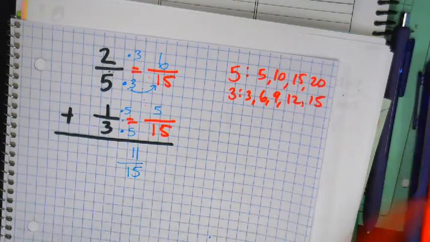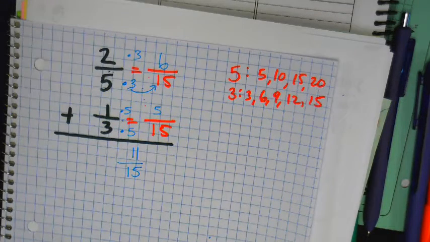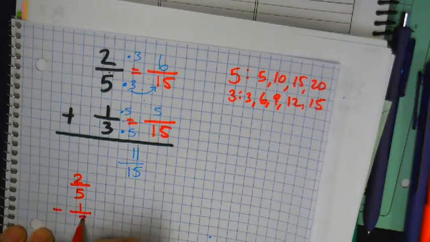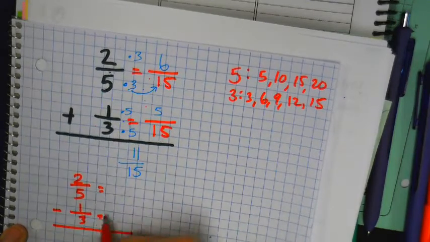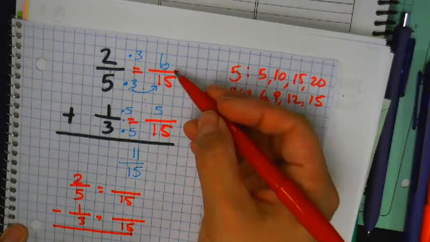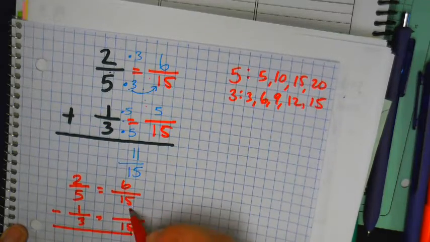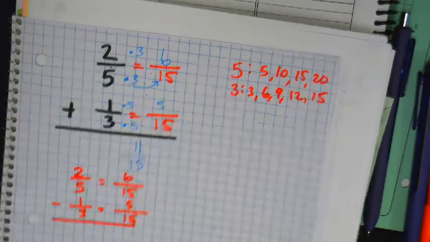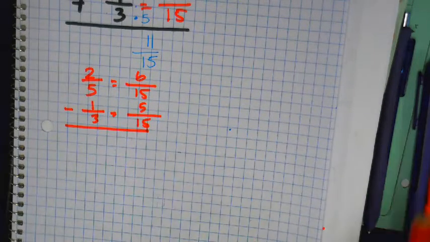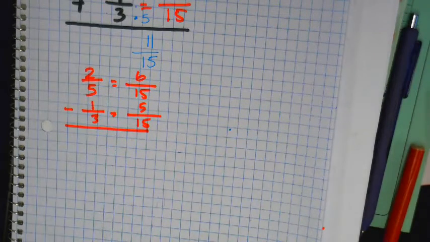Cool. Now what do I want you to do with these two fractions? Subtract them. 2/5 minus 1/3. So I need a common denominator, which is, hey, guess what? I already did the work. 6 and 5. All right, what's 6 minus 5? 1 over 15.